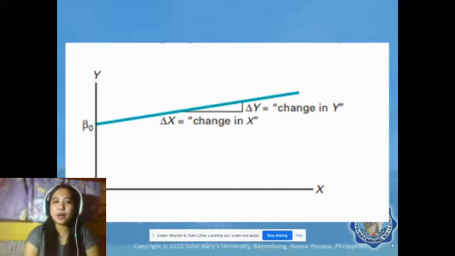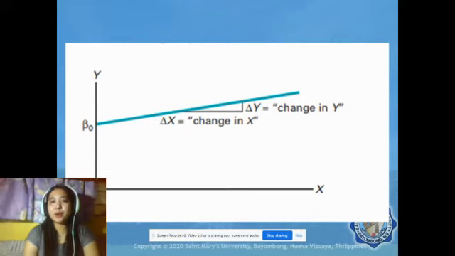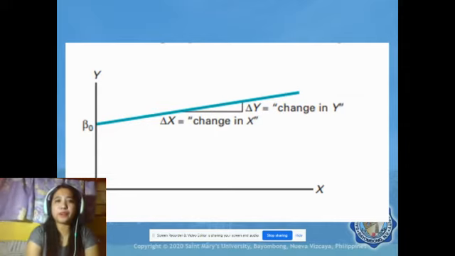So this is now the figure that shows the line wherein we know that b sub 0 is the y-intercept. It is the value of y when x is equal to 0. And b sub 1 is our slope, wherein we also know that to get the value, it is the change in y over the change in x.